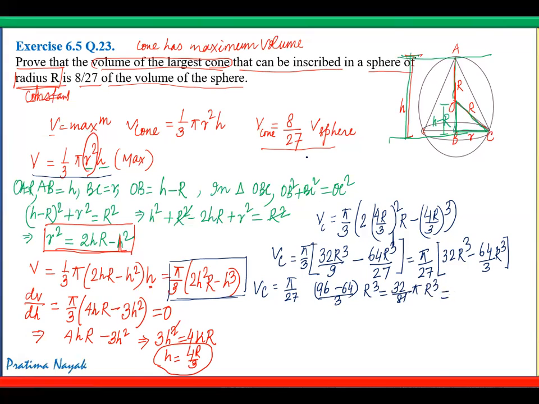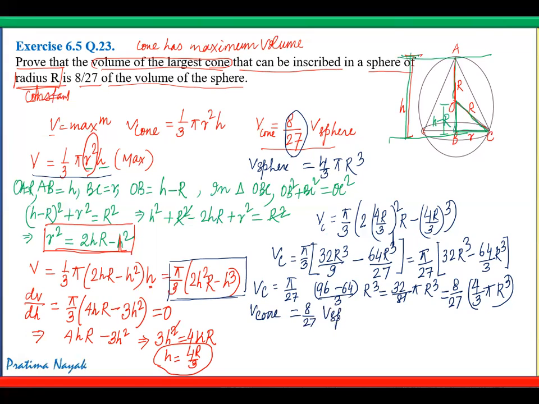Now I'll separate this one, 8 by 27. If I take 8 by 27, how much am I getting? It will be 4 by 3 pi R cube. Whose volume is this? This is the volume of the sphere, because the volume of the sphere formula is 4 by 3 pi R cube. So volume of the cone is equal to 8 by 27 volume of the sphere. So our question is proved.